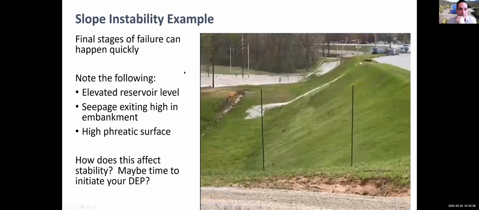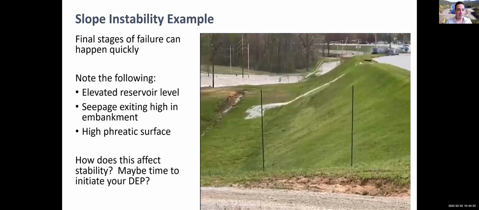I think I got control again. So, slope instability example. Now we know a little bit about seepage and how seepage is directly connected with pore water pressure. This is an obvious case where it's not in good shape, but what do we see here? We see an elevated reservoir level, right at the crest. We see some seepage exiting at the embankment, even if it's high in the embankment. We have a saturated ditch there. We know we have a high phreatic surface.